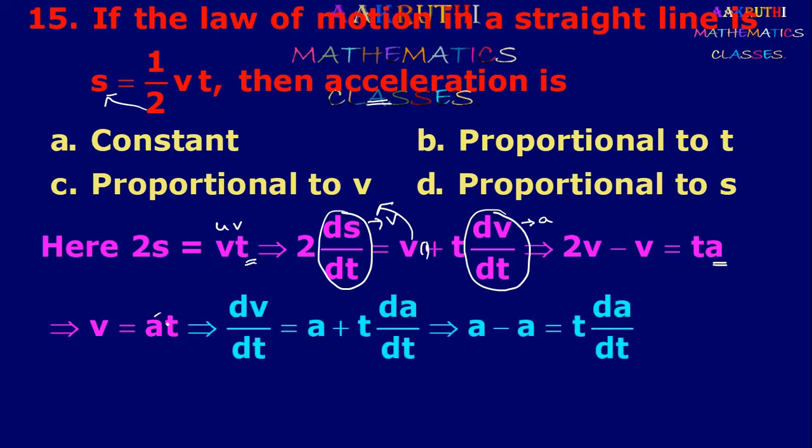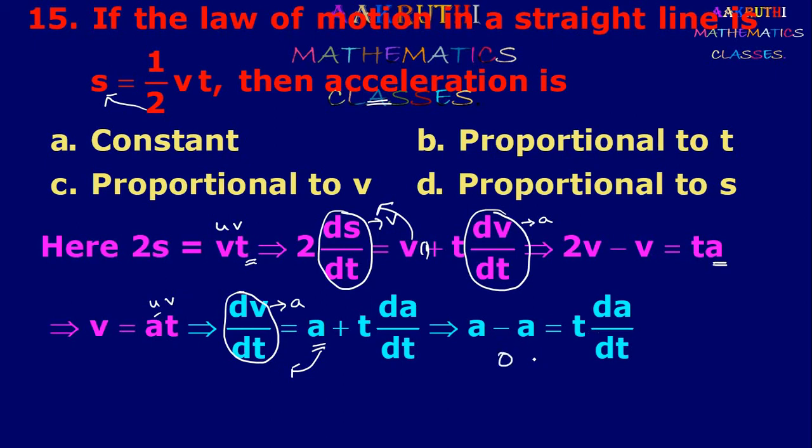Now differentiate again. So we get dv by dt equal to a into t. Here a is acceleration, t is time, both are variables. So again you have to use the uv rule. We get a into differentiation of t, which is 1, plus t into differentiation of a, which is dA by dt. So we get dv by dt equal to a plus t into dA by dt. Now dv by dt, the rate of change of velocity, is acceleration, and here a is also acceleration. So we get a equal to a plus t into dA by dt. Taking a to the other side, we get a minus a equal to t into dA by dt.